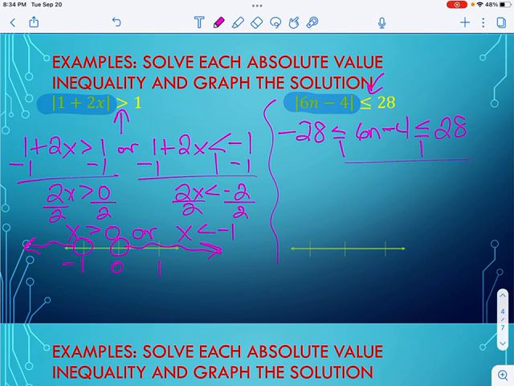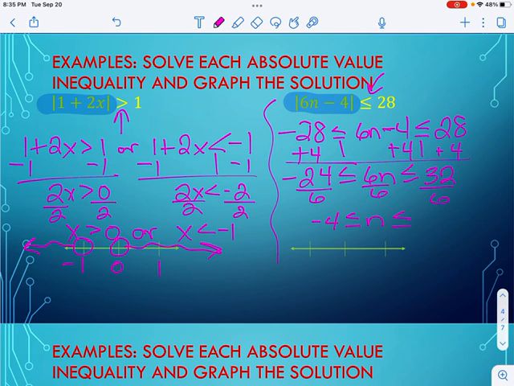Now I go to solve this. So I'm going to add 4 to all three sides. So that's going to get me -24 is less than or equal to 6n, which is less than or equal to 32. Now, I'm going to divide everything by 6. So -24 divided by 6 is -4, less than or equal to n, less than or equal to.